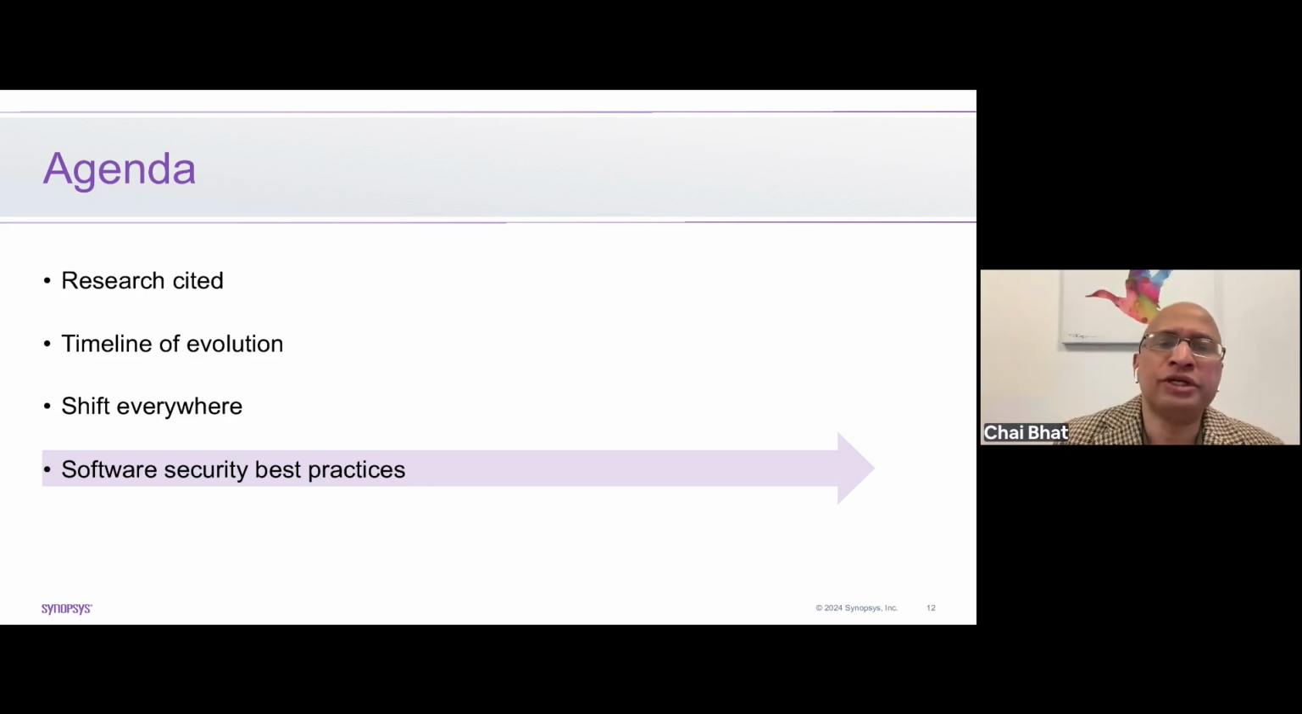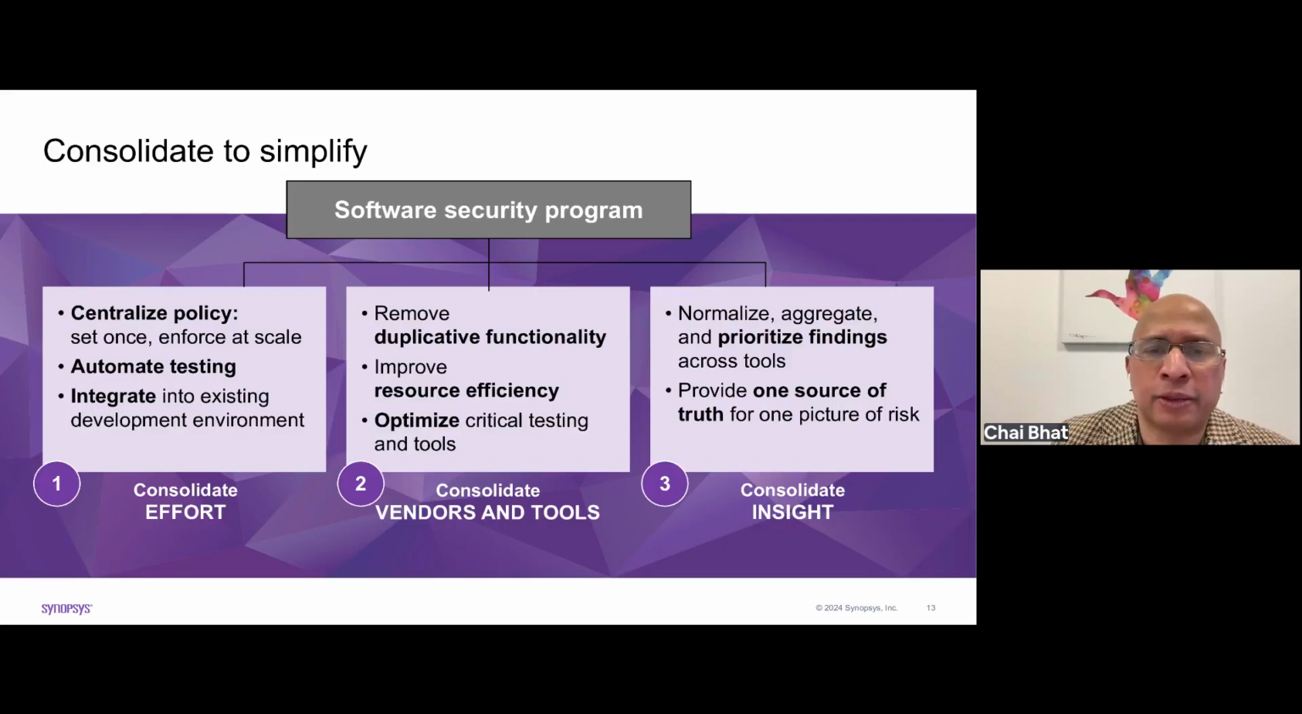So what are companies doing to manage this complexity that's being introduced by Shift Everywhere, right? We dig into that here a little bit. One of the things we see a lot of companies doing is consolidating their application security tools. They're consolidating their vendors, and they're trying to simplify by consolidating. And they're essentially consolidating in a three-step process. The first step is consolidating the effort, right? The effort that's put into your security program.